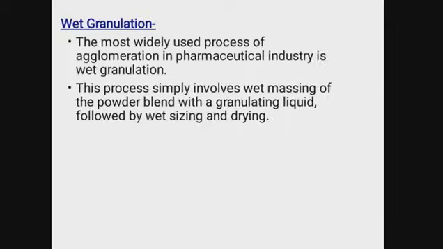So, our next technique of granulation is wet granulation. What is wet granulation? What does it mean? Wet granulation is the most widely used process of agglomeration in the pharmaceutical industry. This process simply involves wet massing of the powder blend with a granulating liquid, followed by wet sizing and drying. This is the process of wet granulation.